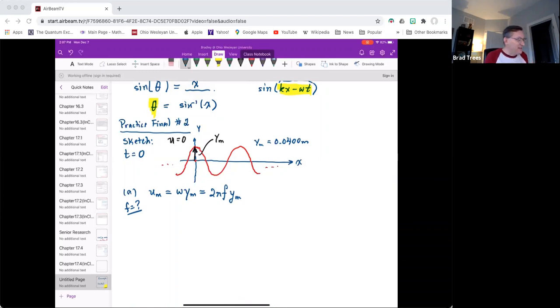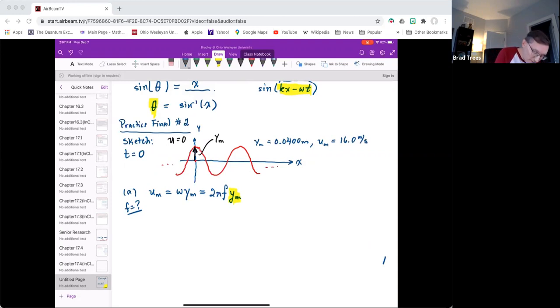And I contend that's enough. I can solve for F. I already know Y max, 4 centimeters, 0.04 meters. I will remind you, remember you of course have this in front of you when you're working on the test, you're given U max. I'll write it over here to the side. The maximum transverse speed, 16 meters per second. You're just told that.